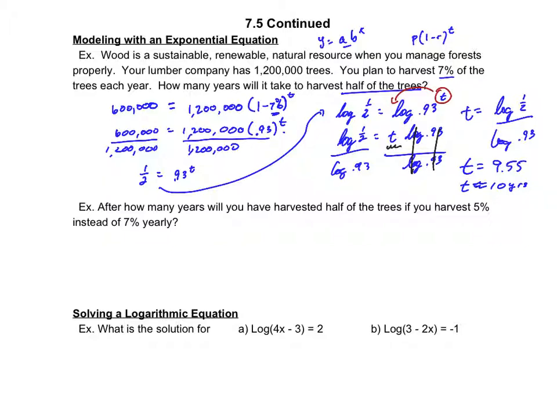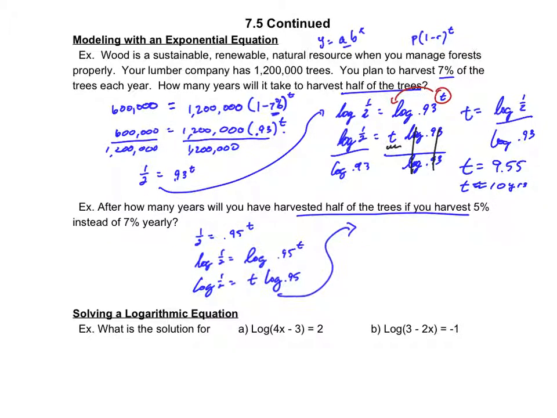And let's see here, after how many years will you have harvested half the trees at 5% instead of 7%? So we know that that is going to be 1/2 is equal to 0.95 raised to the t. So we have the log of 1/2 is equal to the log of 0.95 to the t. Log of 1/2 is equal to t log of 0.95.